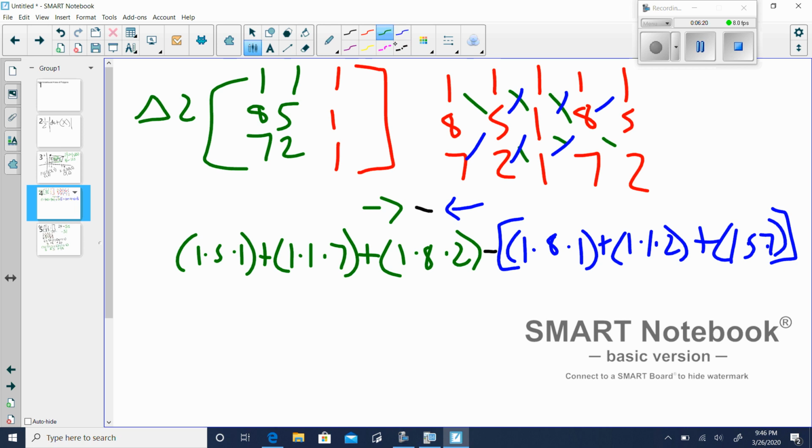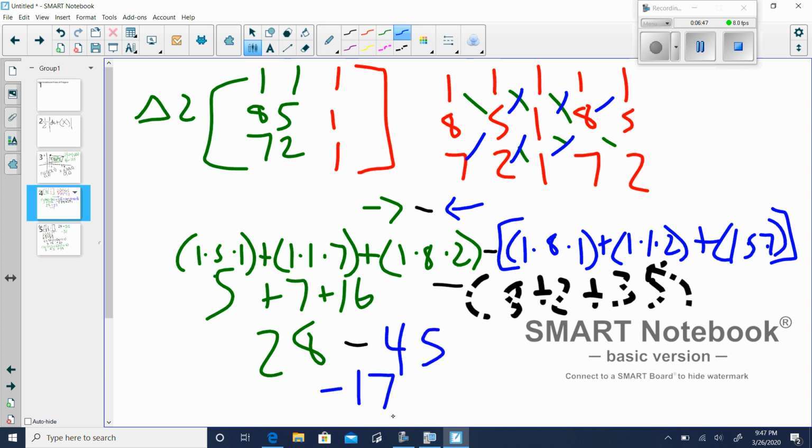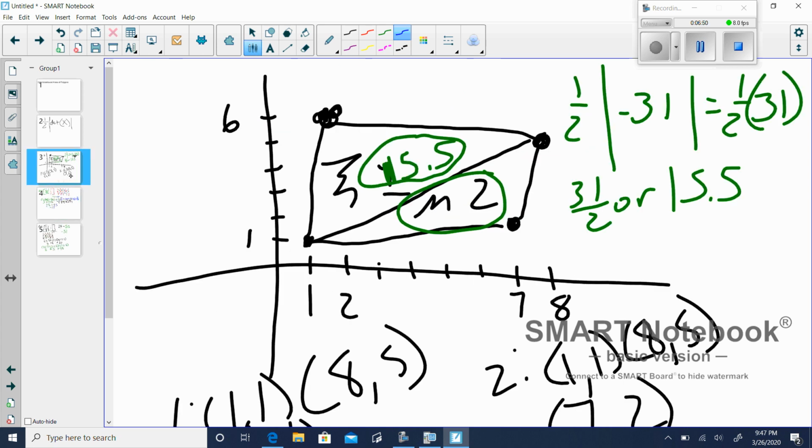What does that give us? We have 5 plus 7 plus 16, so 28, minus 8 plus 2 plus 35, so that is 45. So we have 28 minus 45. That's negative 17. Now we come back here to our formula.